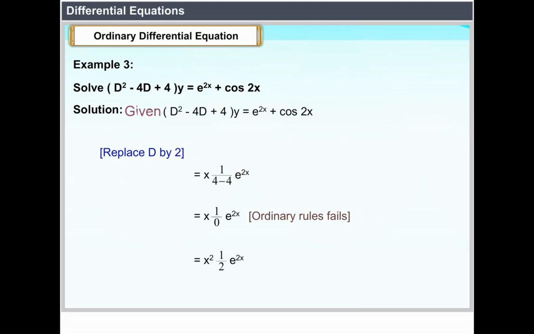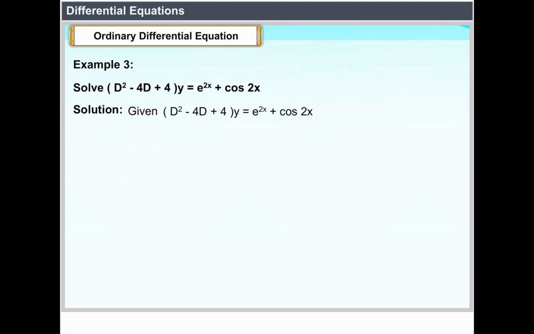One thing we have to notice very clearly: what to do when the ordinary rule fails? If we get the denominator as 0, we put one x in the numerator and then differentiate the denominator. After differentiating, if we again get 0, we again put one x in the numerator and differentiate again.